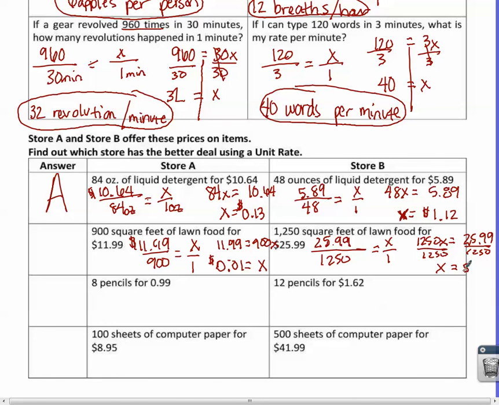And you're going to get that it's 2 cents per square foot. So the better deal here is going to be store A because you're only spending 1 cent per square foot.